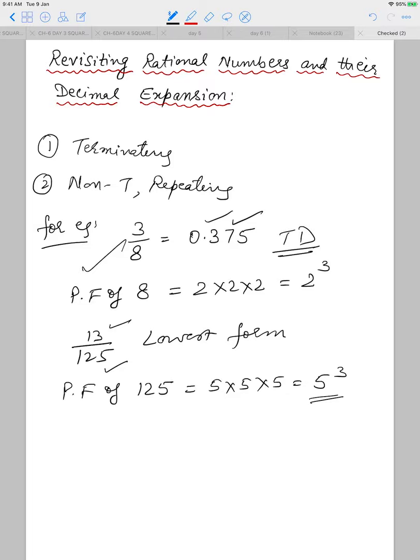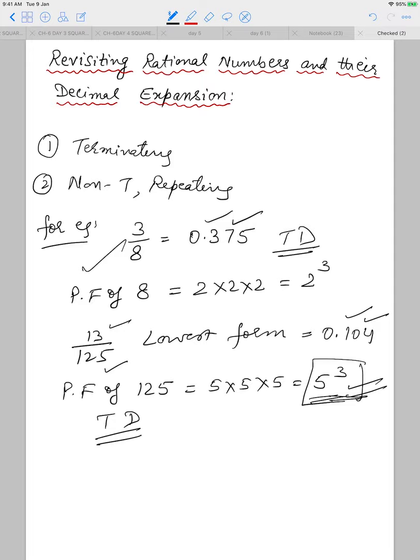Hence, this will also have a terminating decimal expansion, and as we wrote earlier, the decimal expansion of 13 by 125 is 0.104. So we have clarified it both ways here. By actual division we found it as a terminating decimal, and by the rule we have found that the factors of the denominator should only be 2 or 5 or both 2 and 5.